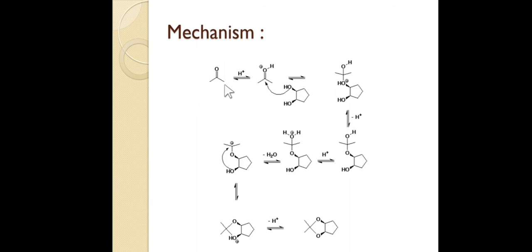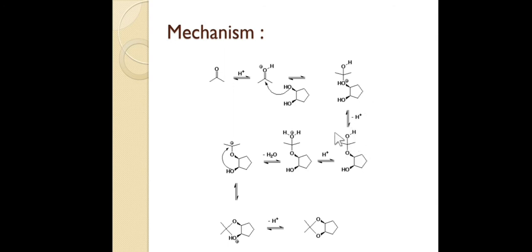So we have an acetone molecule, and in presence of H plus it gets protonated. The oxygen lone pair will attack the proton and it will get protonated. As this is protonated acetone, the OH group from the diol will attack on the carbonyl carbon, and this positive charge will neutralize, but there will be a positive charge on the diol OH group. So this will neutralize with the help of solvent and we get this molecule.